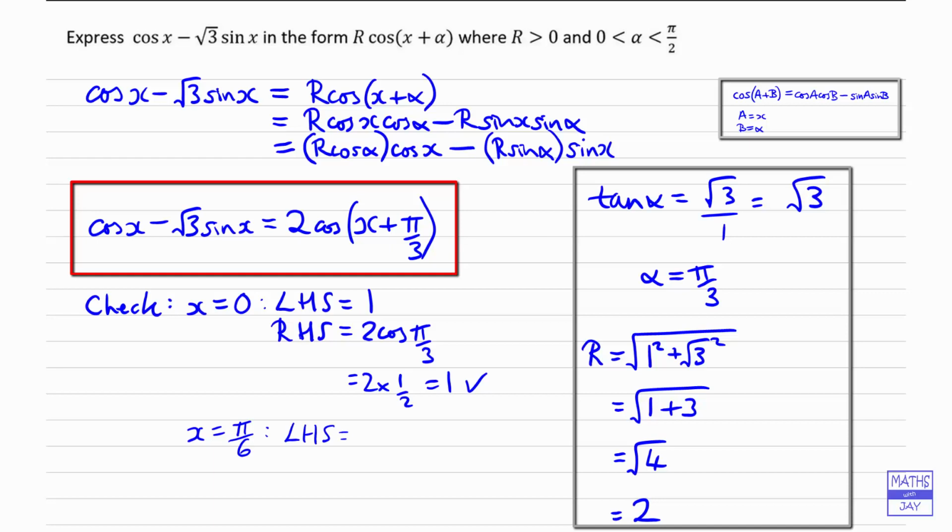So the left-hand side would be cos pi by 6 minus root 3 sine of pi by 6. That would be root 3 over 2 for the cosine of pi by 6. And then we would be multiplying root 3 by sine of pi by 6, which would multiply our half. So that would come out to give us the left-hand side is 0. And then the right-hand side would be 2 times the cosine of pi by 6 plus pi by 3, which is pi by 2. So that's 2 times 0, which is 0. So again, we get the left-hand side and right-hand side the same as each other. So it looks as if we've got a good answer there.